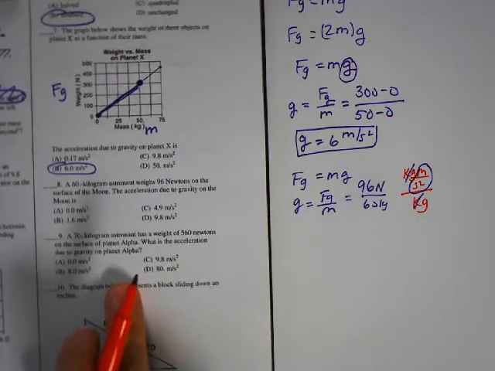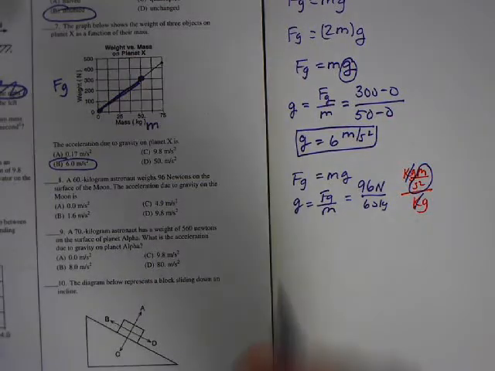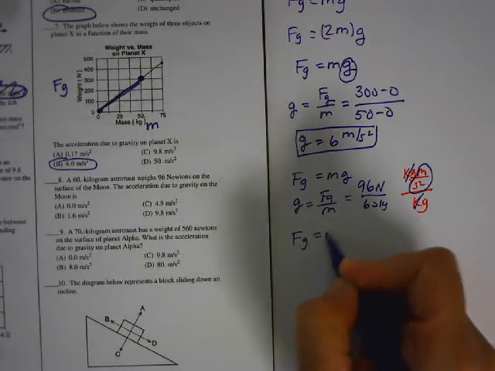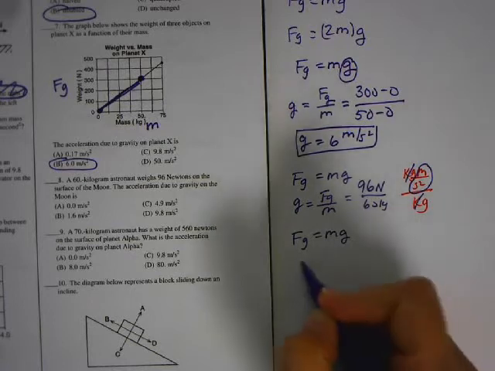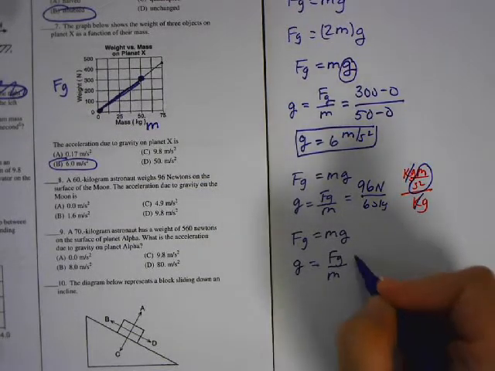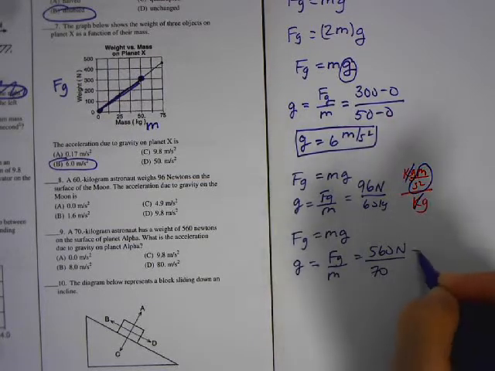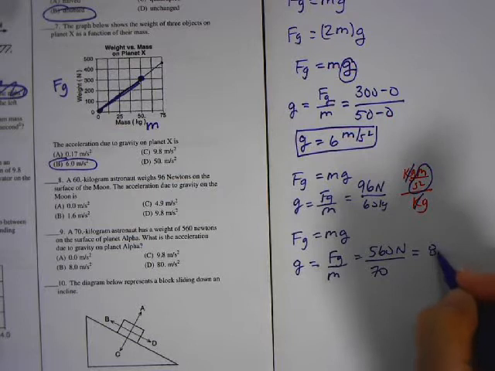Number 9: a 70-kilogram astronaut has a weight of 560 newtons on the surface of Alpha. What is the acceleration due to gravity? So it's the exact same thing. F of g is mg. g is equal to F of g over m. So it's equal to 560 newtons divided by 70, which comes out to be 8.